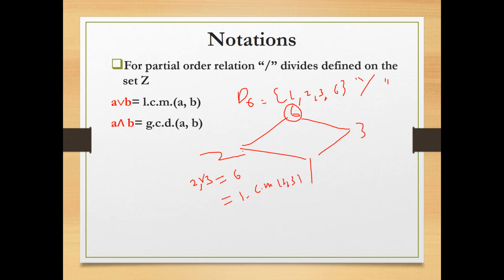Similarly, if I ask you the meet of 2 and 3, that is, the greatest lower bound, then it will be 1.